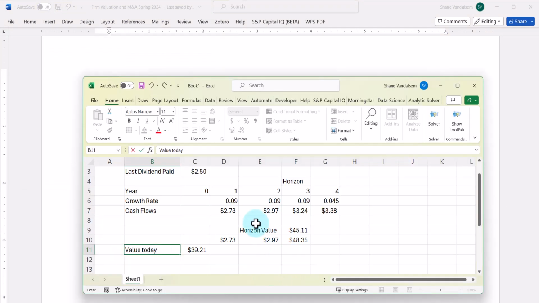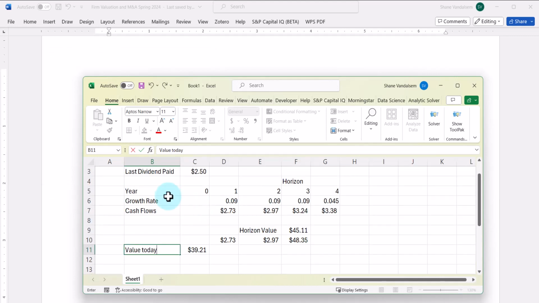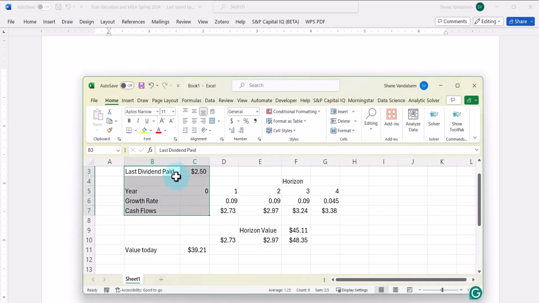So I'm going to go out here and do the same setup. I've got the year, the growth rate, the cash flows, and the last dividend paid. So I'm just going to copy this. Actually, I'll just copy the first part here.